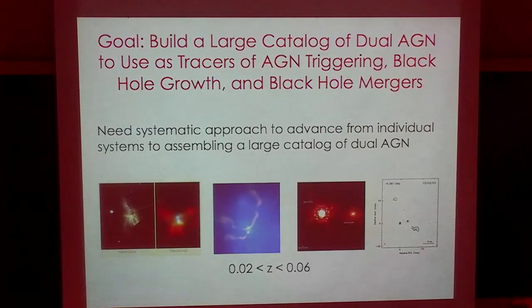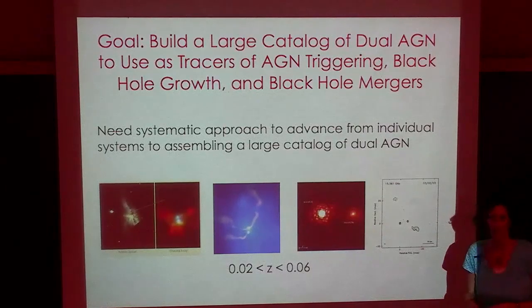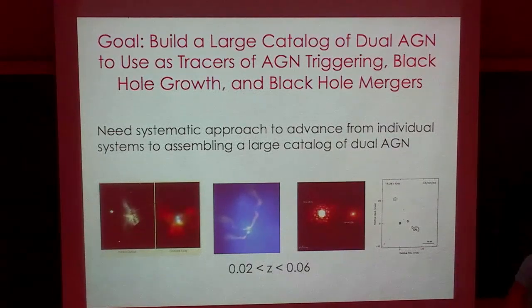So what we'd like to do is move past these chance discoveries of dual AGN and get at a way of building up a large catalog of them to use for these studies of galaxy evolution. So what we need is a systematic approach to this problem. I'll be presenting one systematic approach to building up a sample of dual AGN that relies on large spectroscopic surveys of galaxies.